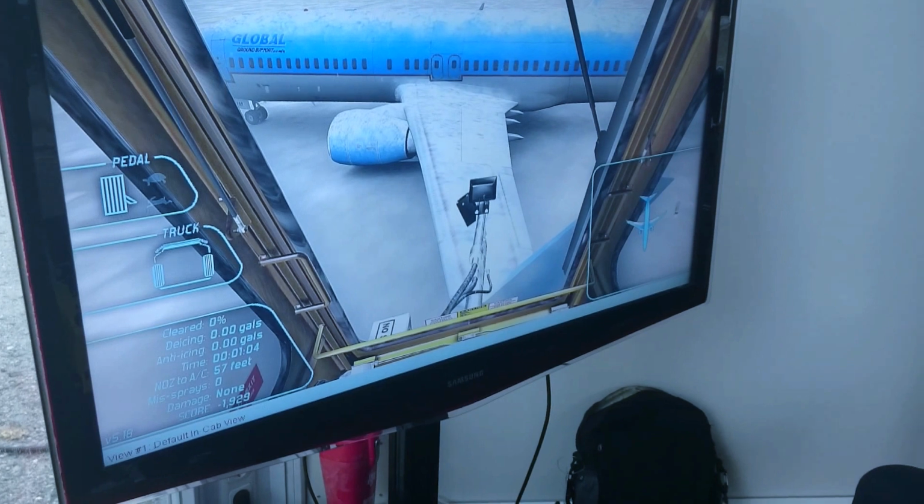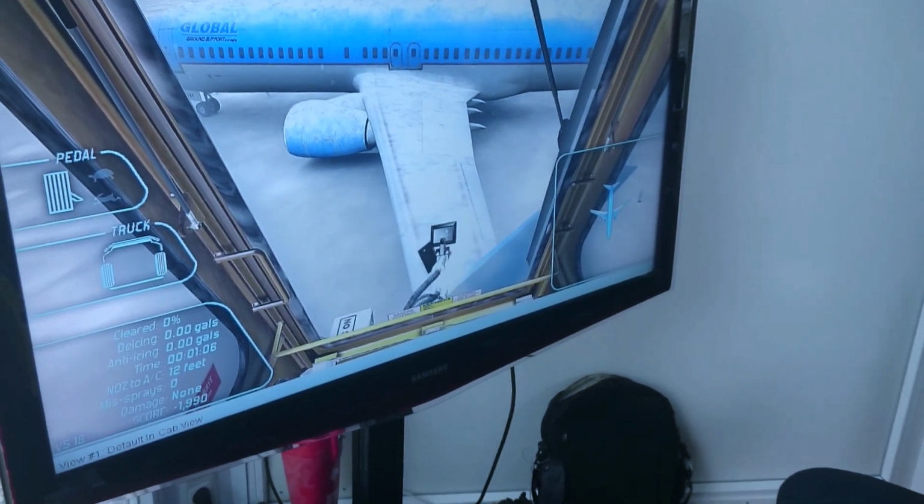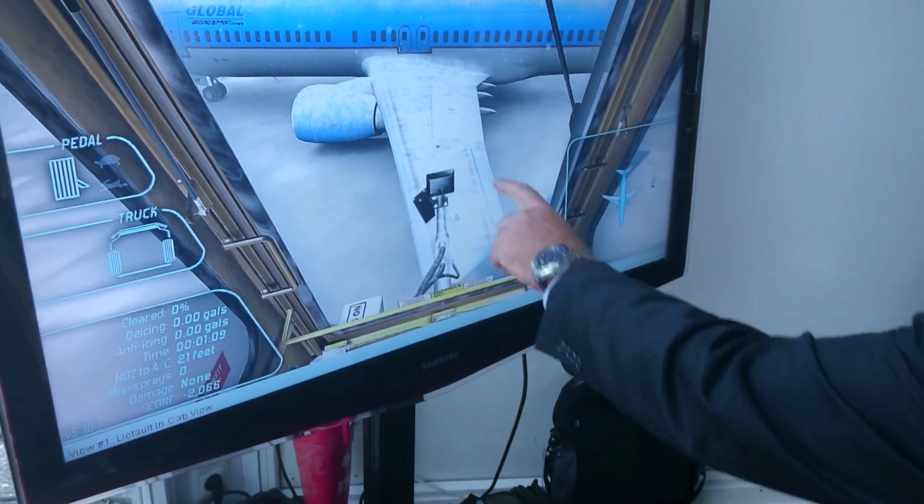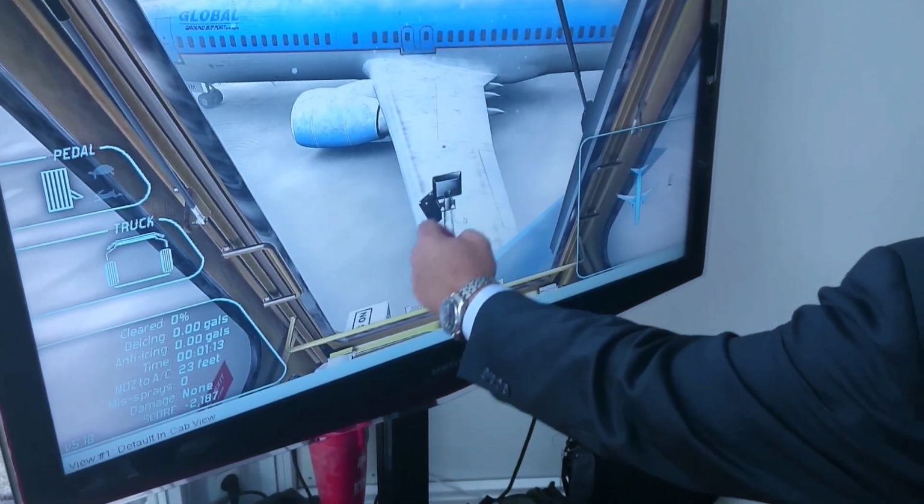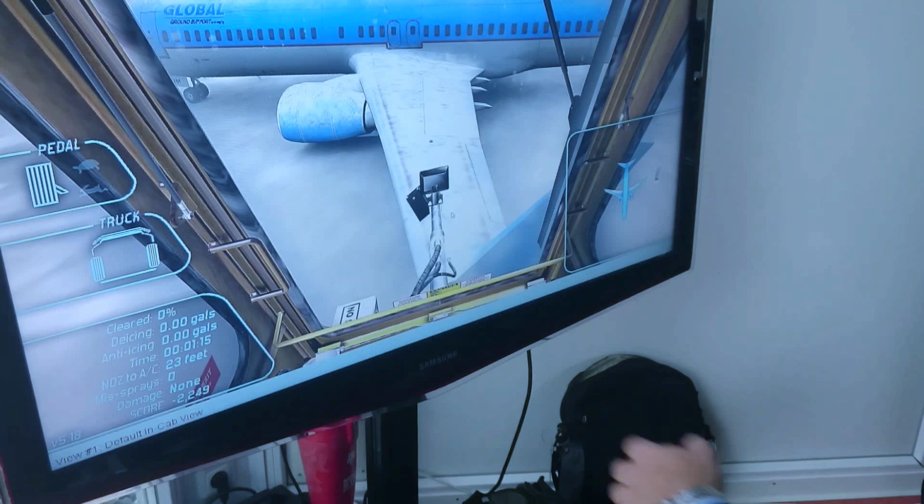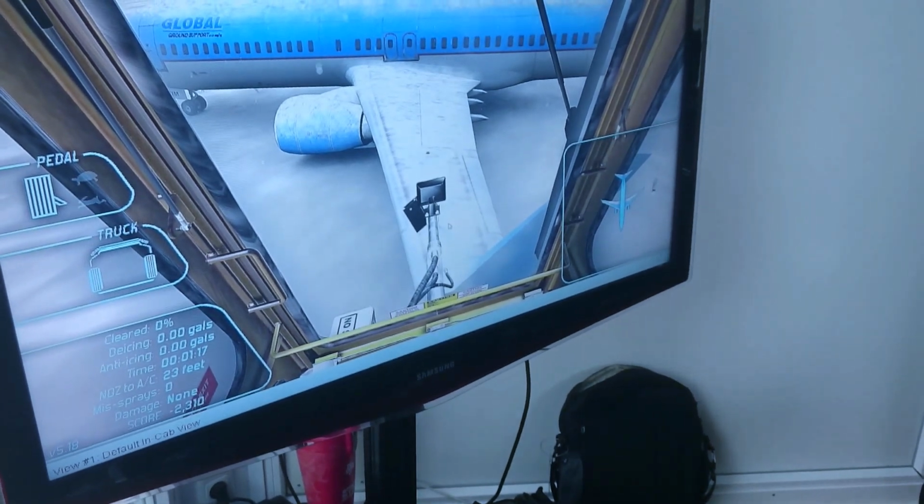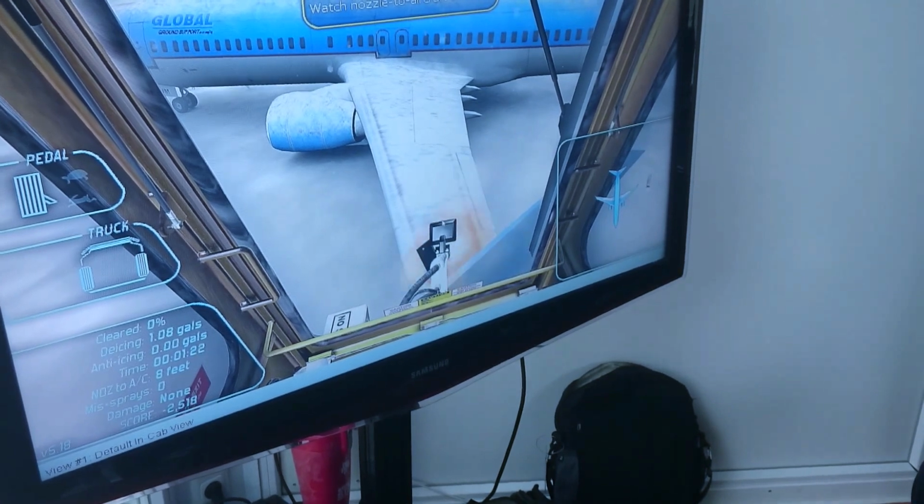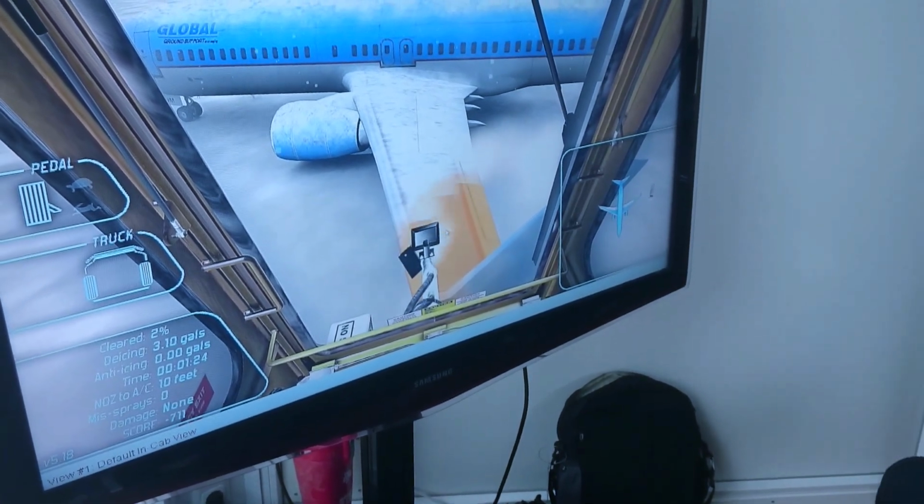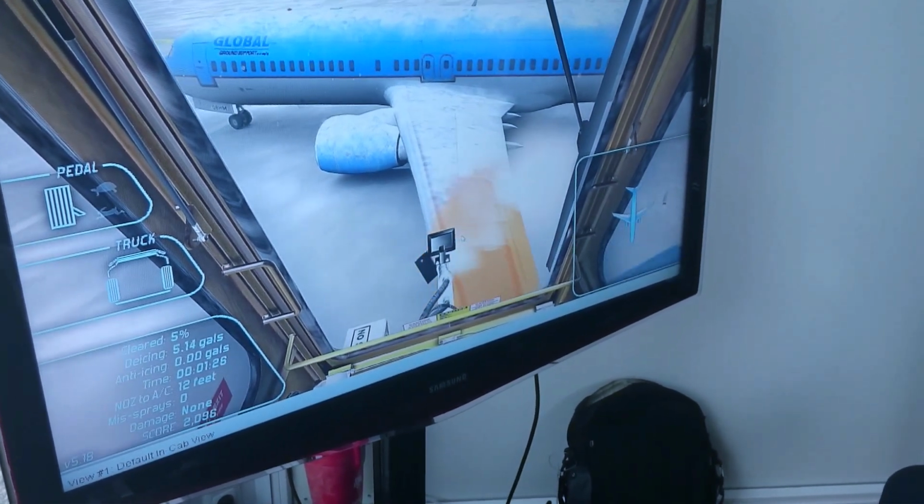So right nozzle, right joystick moves the nozzle, and we have a little laser sight. So from the laser dot to the end of the nozzle is 23 feet or 8 meters. So we can start de-icing and also moving the truck.